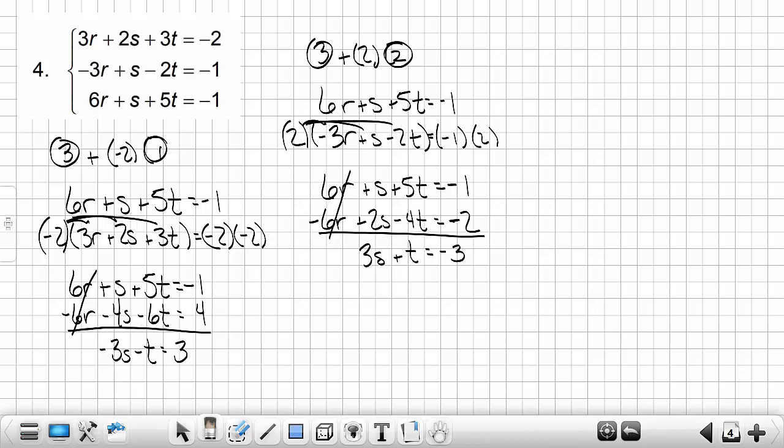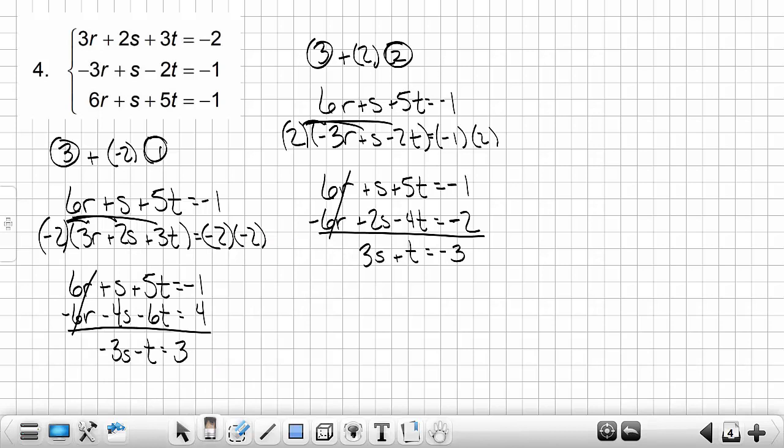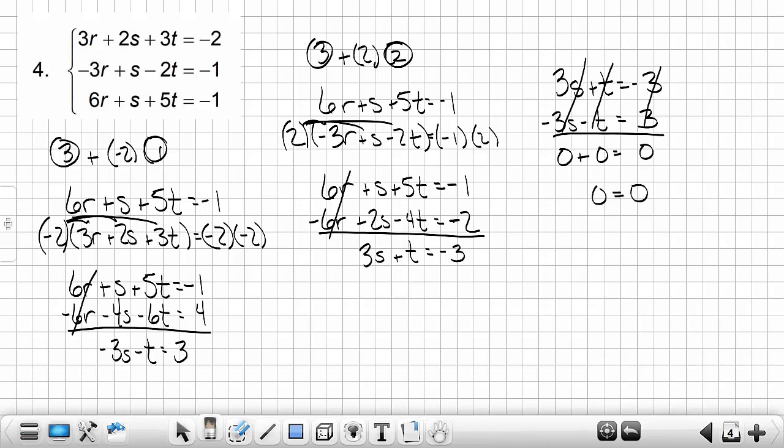We can go on, but there's an important thing here. So I'm going to take my two equations. I can already stack them. I have 3s plus t is equal to negative 3, and I have negative 3s minus t is equal to positive 3. If I combine those, those cancel, I get 0. Those cancel, I get 0. Equals, those cancel, I get 0. So I get 0 equals 0. I don't have a variable.